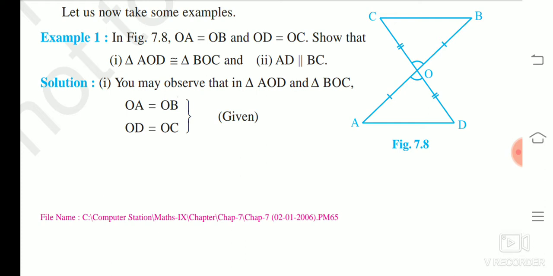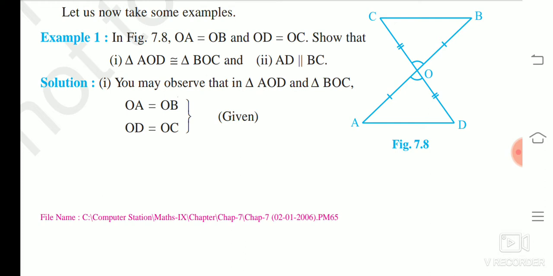You may observe that the triangle AOD, so we need a triangle. So using the triangle we are going to tell the congruence. In this chapter we are going to compare two triangles. So for that consider the triangles in the given figure.